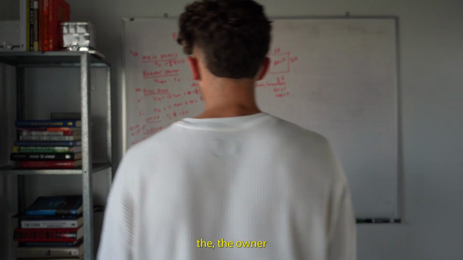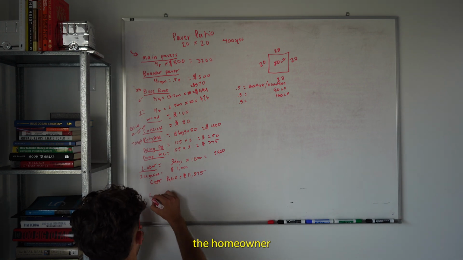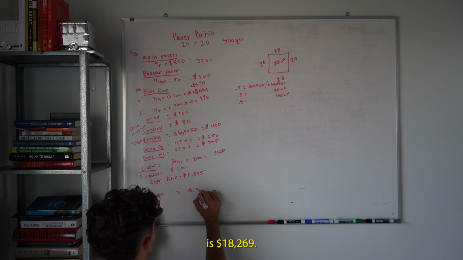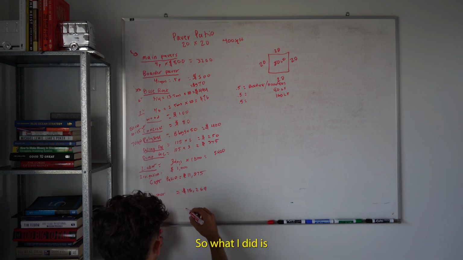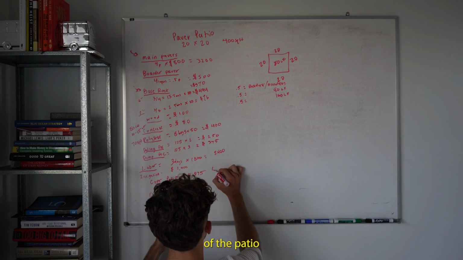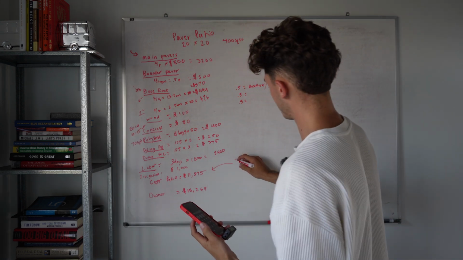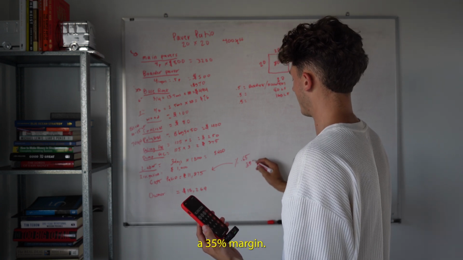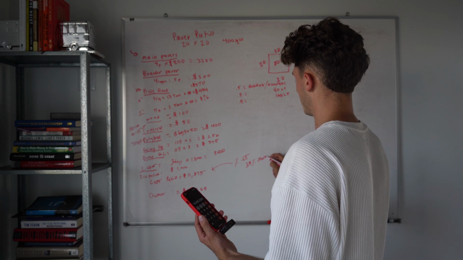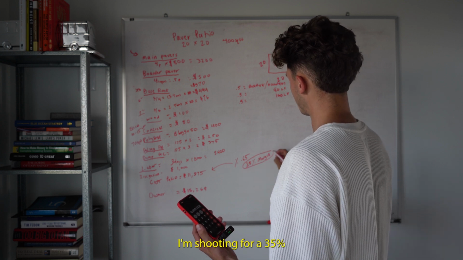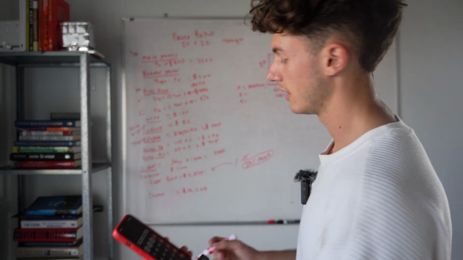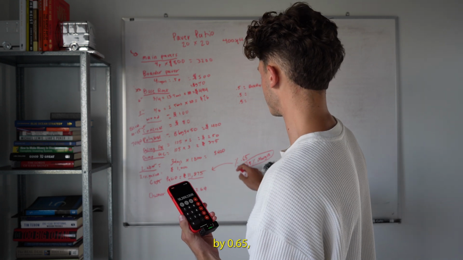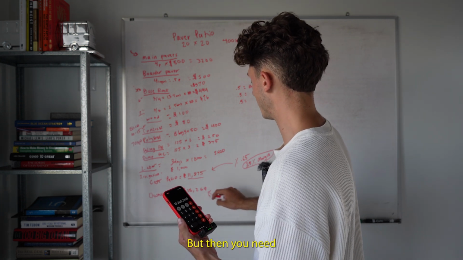So yeah, what the homeowner is going to pay is $18,269. So what I did is I took the cost of the patio and I divided it by 0.65 because that gives us a 35% margin. I'm shooting for a 35% margin on all of my projects. And so when you divide the cost by 0.65, it gives you the owner sale price, but then you need to find your profit.